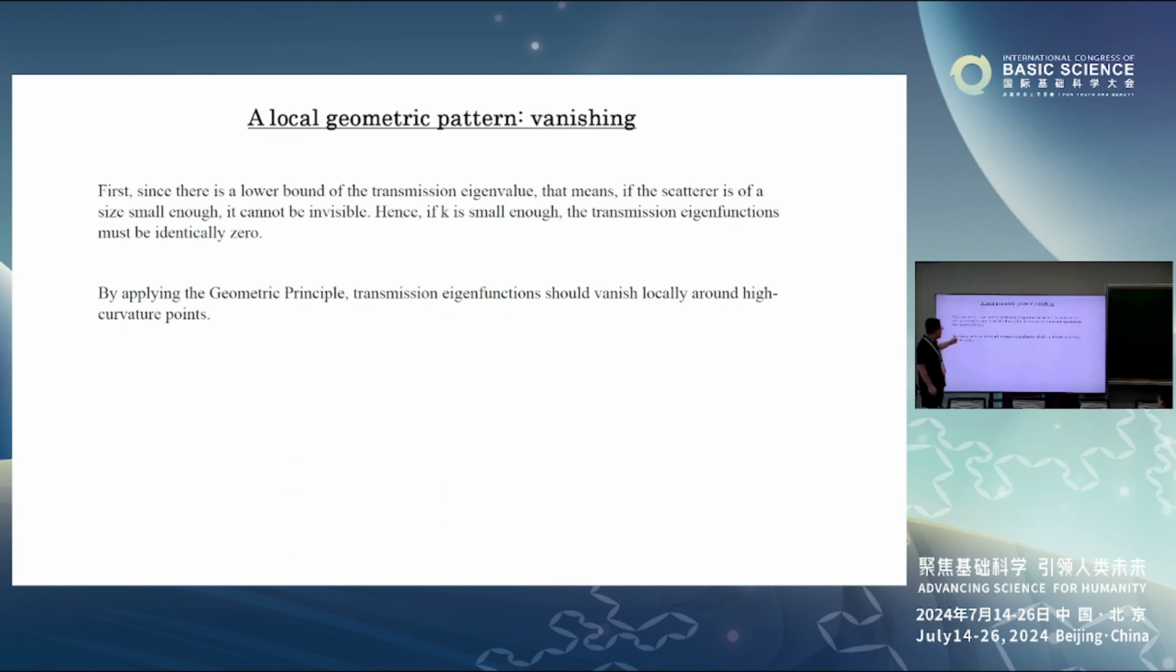Now, if k is small enough, the transmission eigenfunction must be identically 0. Now, if the geometric principle I mentioned before holds, the transmission eigenfunctions should vanish locally around the high curvature places. The global smallness is equivalent to this local high curvature. If the scatter is small enough, the eigenfunctions identically vanish. If it's a big scatter, locally you get a high curvature point. If invisibility occurs, then the wave must vanish locally at these high curvature places. Actually, we verified that.